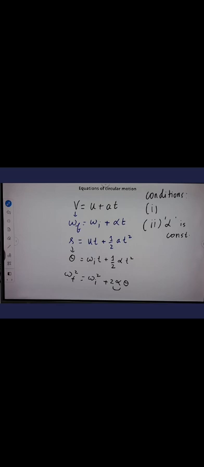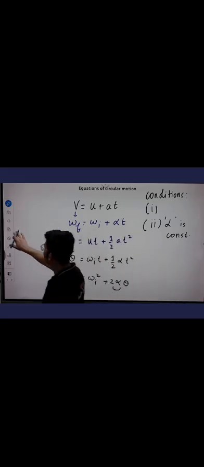Okay, next is: when the angular velocity is 10 radians per second, find the number of revolutions completed by the object. Is it 5? What about others? Is it 5? So everybody do this. Tell me the answer.